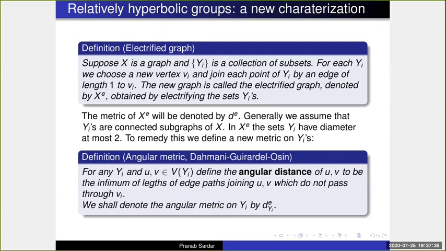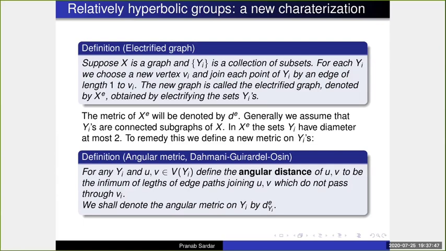It may happen that there is no path joining u and v. It can happen, but in our case it will never happen. Here we are assuming that the Yi's are almost all the time connected subgraphs, but in general that is not assumed, and then they also allow this distance to be infinite. There is no harm in that.